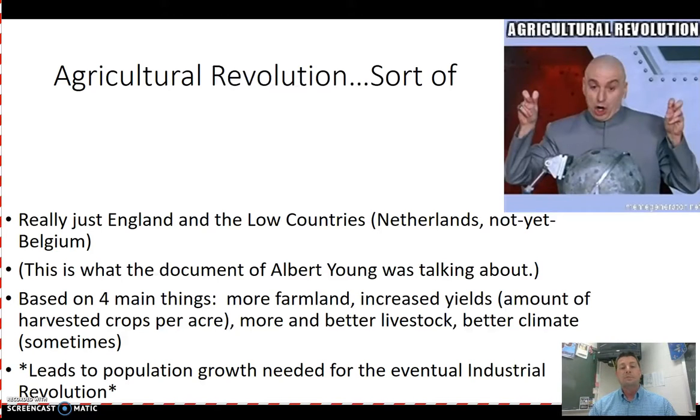It's based on four main things: more farmland, increased yields, more and better livestock, and better climate. You can read some of these definitions in there. We're moving away from the Little Ice Age little by little here, and so when the temperatures increase, we're going to see an increase in the production of crops as well. The population growth that comes out of this that we've talked about before is going to eventually help lead to the Industrial Revolution by providing the amount of workers that would be needed in the cities in order to produce those goods.